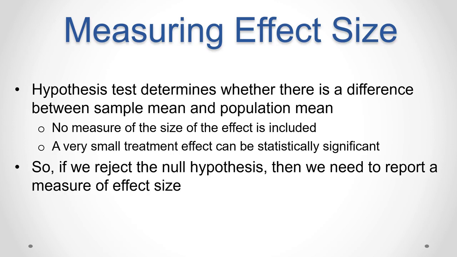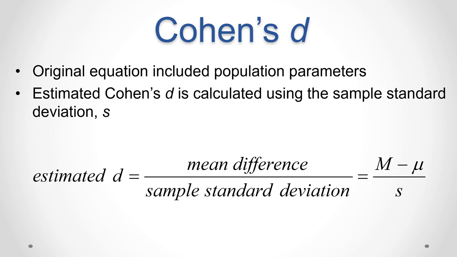Remember that hypothesis testing determines whether there is a difference between sample and population mean. Also recall that when we reject the null hypothesis, we then need to calculate and report a measure of effect size. We use Cohen's d as a standardized measure of effect size.